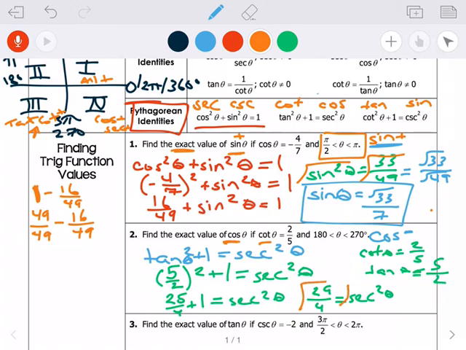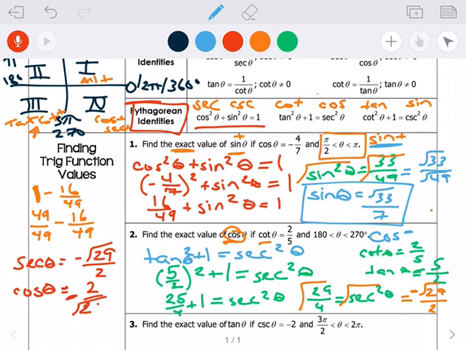Finish solving by square rooting both sides. So I will get square root of 29 all over square root of 4, which is 2. However, remember, cosine has to be negative, so I know secant is negative too, but I found secant, not cosine. If secant of theta equals negative square root of 29 over 2, that means cosine of theta is the reverse. I can put the negative anywhere with the fraction: negative 2 over square root of 29.